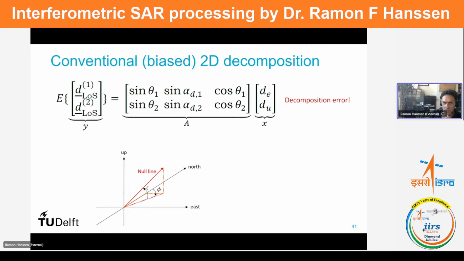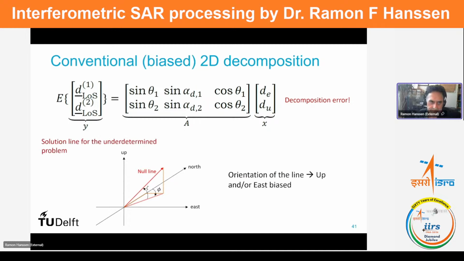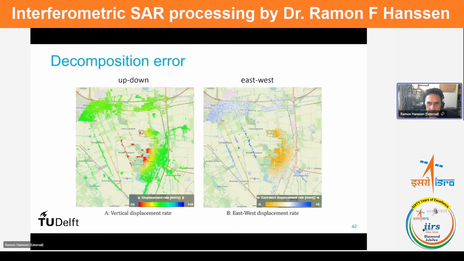And in order to understand that, I try to make that clear here in the figures. So actually every point here on this null line would result in a different parameter that is estimated, and this will be biased. Okay, let's have a look here. This is just an example for the decomposition error. So if we would do this and only compute the east-west component, like in many cases it is done.